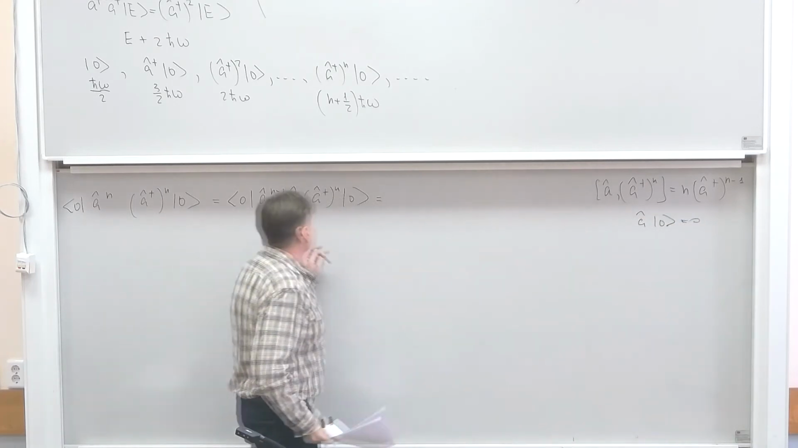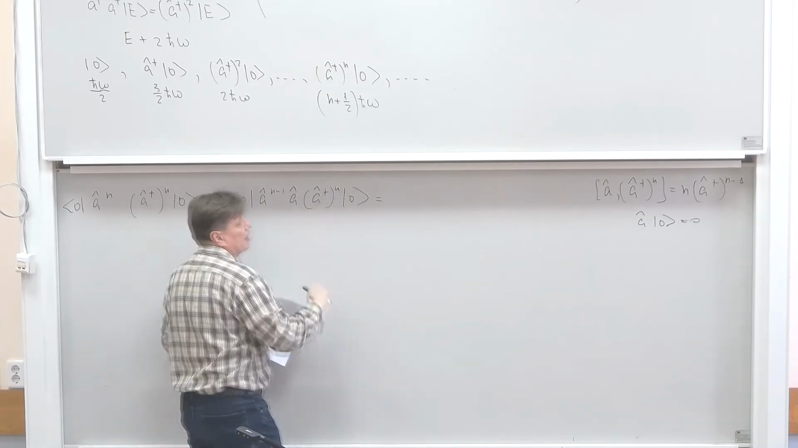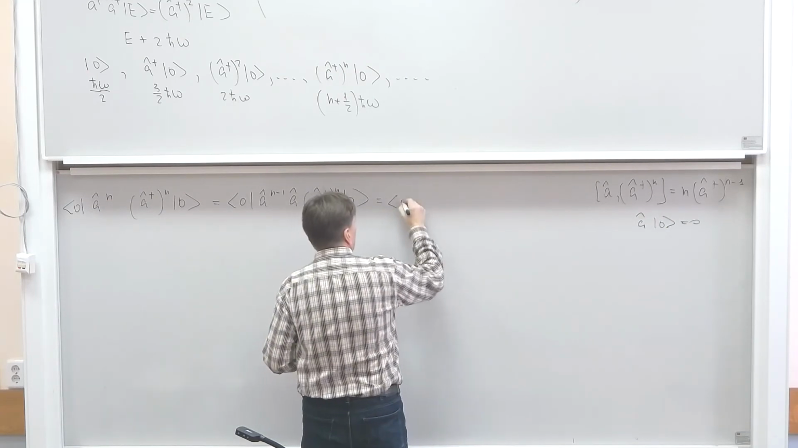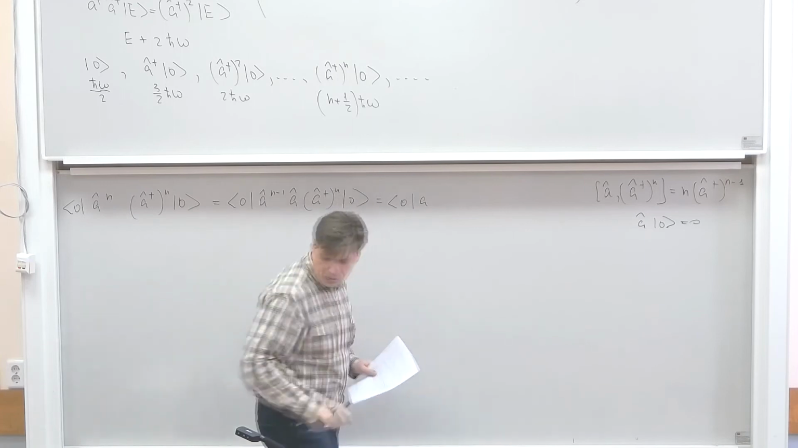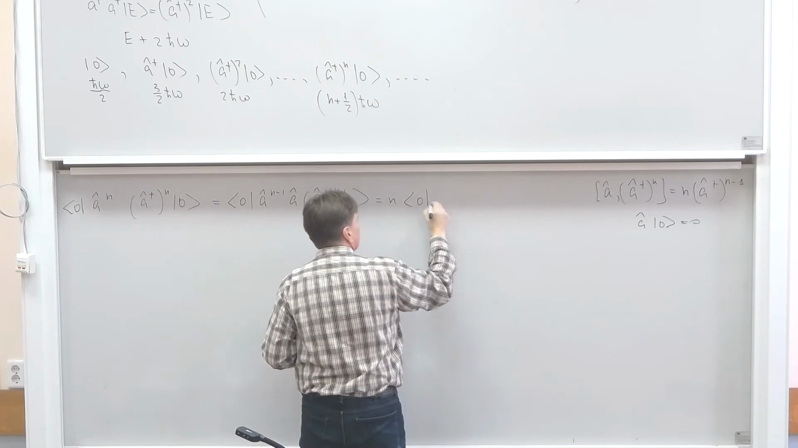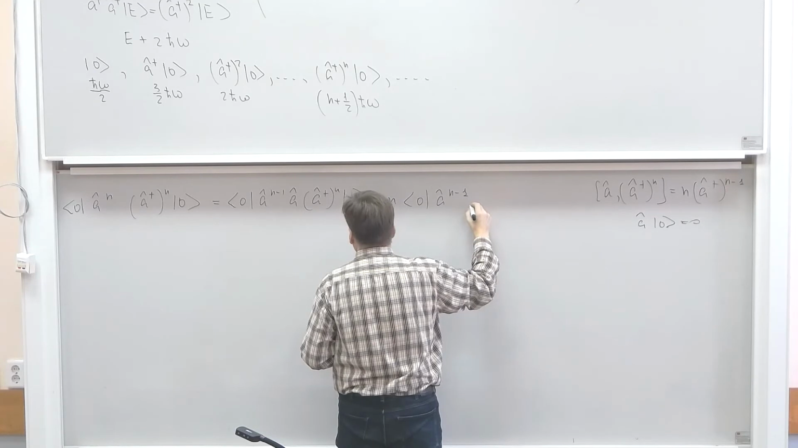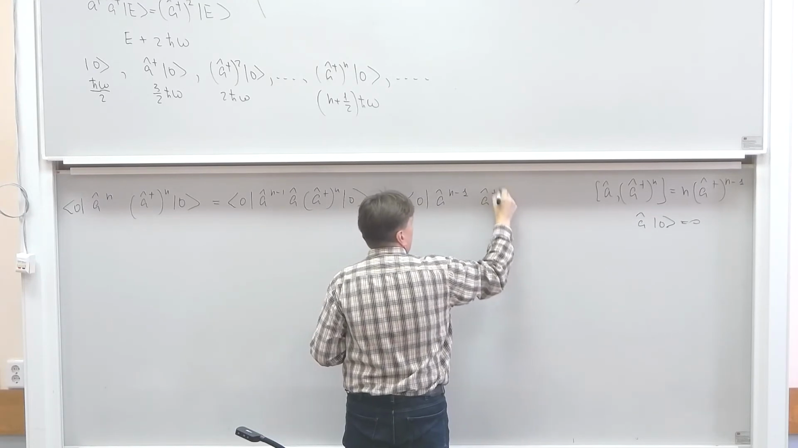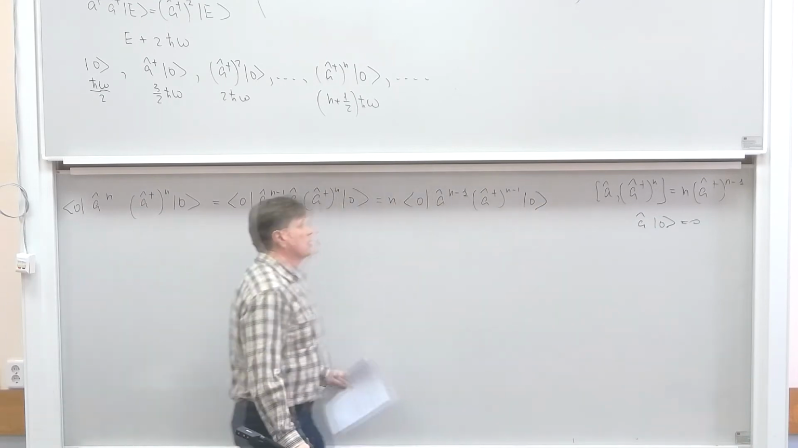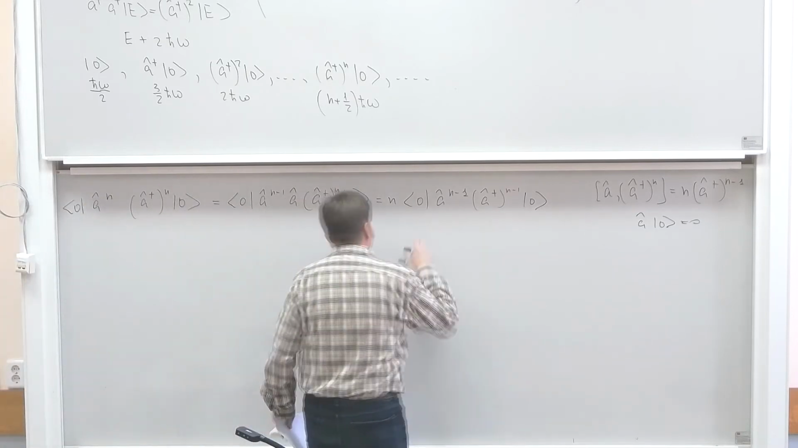So I am left with the commutator alone. When I interchange these operators, the result is given by the commutator. So I get n, A to the n minus 1, A dagger to the n minus 1, on ket naught. So I get almost the same expression I have started with.